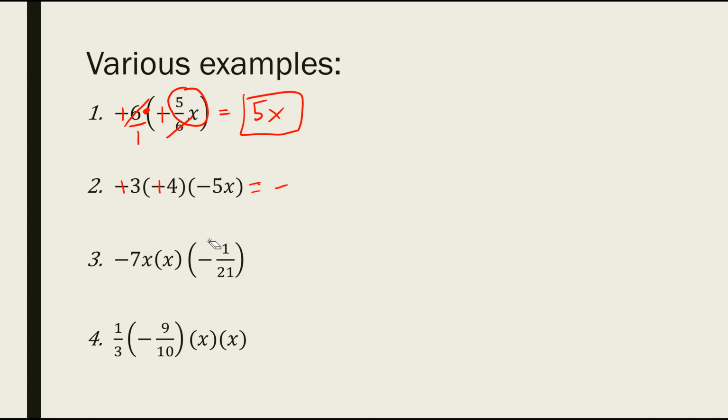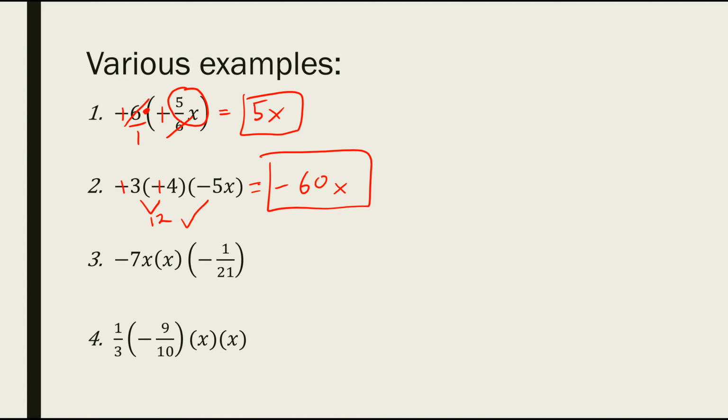At this point, don't forget that I can do the multiplication in any order I want. In this case, it'd probably be easiest just to work from left to right, but because of the commutative property, I could also work from right to left. Doesn't matter. Anyway, let's work from left to right. 3 times 4 is 12. And 12 times negative 5 is negative 60. Don't forget about this little x hanging out at the end. He doesn't really have anything to multiply with because there are no other x's. So negative 60x is my final answer.